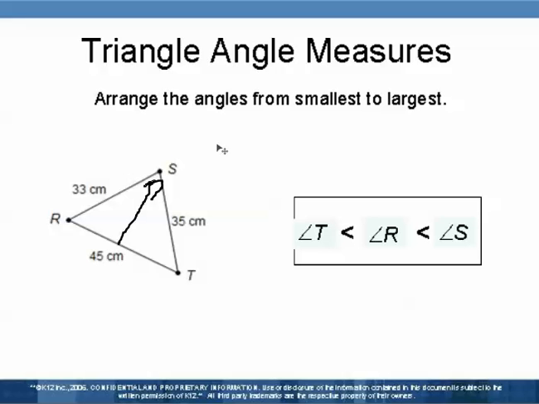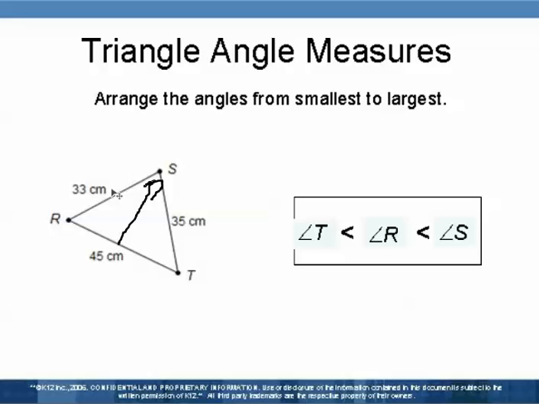Now, let me also point out, if I add 33 and 35, that gives me 68. That's greater than 45, isn't it? If I add 45 and 35, that's 80. That's greater than 33, isn't it? If I add 33 and 45, I get 78. That's greater than 35, isn't it? The triangle inequality theorem tells you that any two sides added together will be greater than the third side.